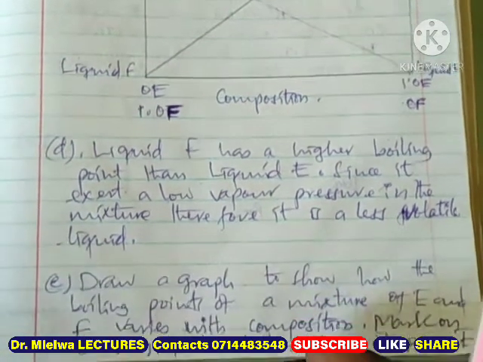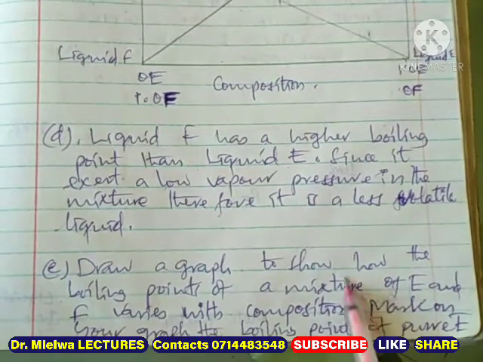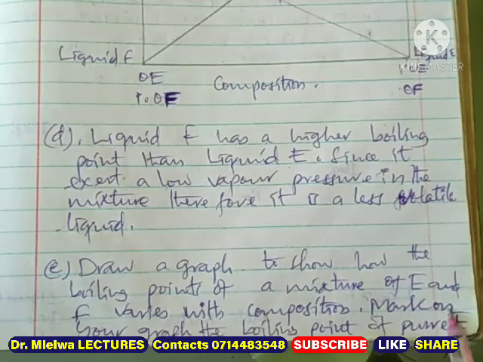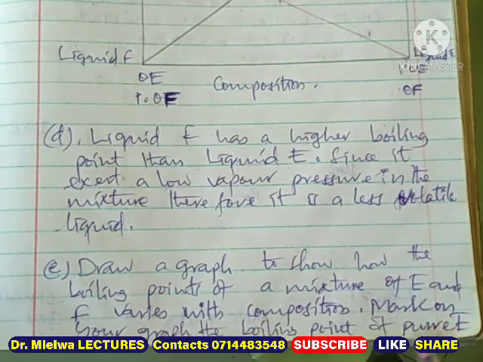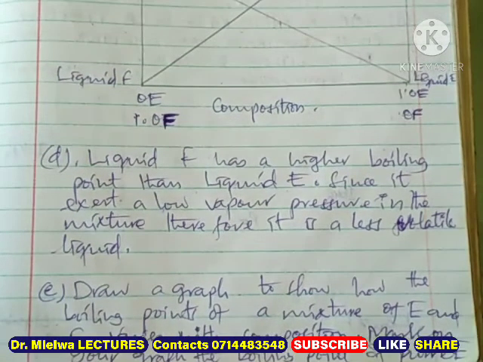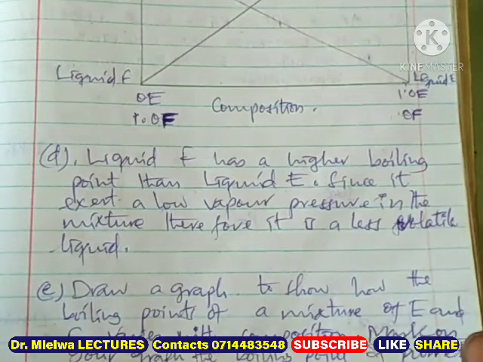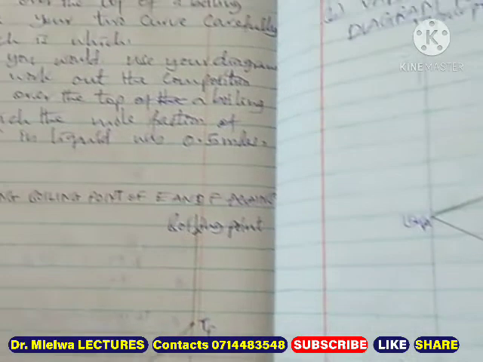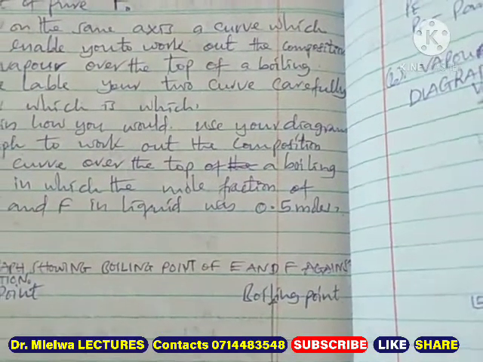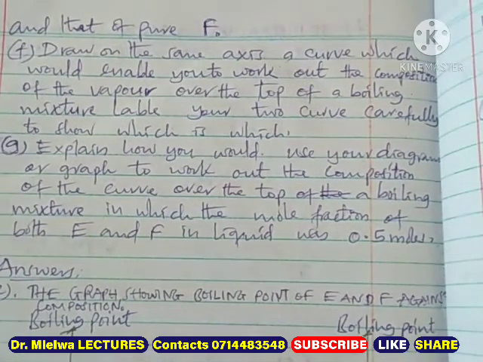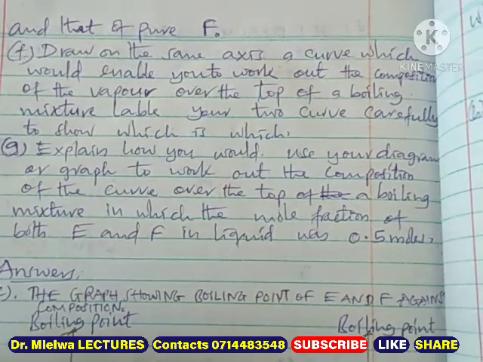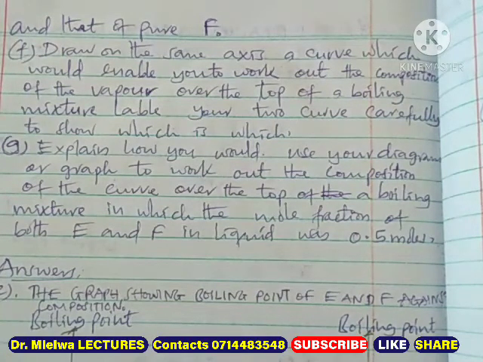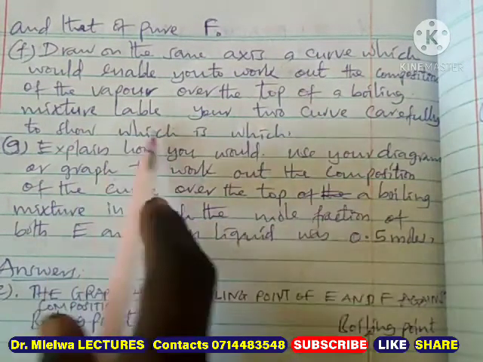Lakini swali E walikuwa wanasema draw a graph to show how the boiling point of a mixture of E and F varies with composition. Mark on your graph the boiling point of the pure liquid E. Kwa hiyo tukitaka kuchora hiyo temperature mole fraction phase diagram, hilo ni swali E. Lakini swali F wanasema draw on the same axis a curve which would enable you to work out the composition of vapor over the top of the boiling mixture.